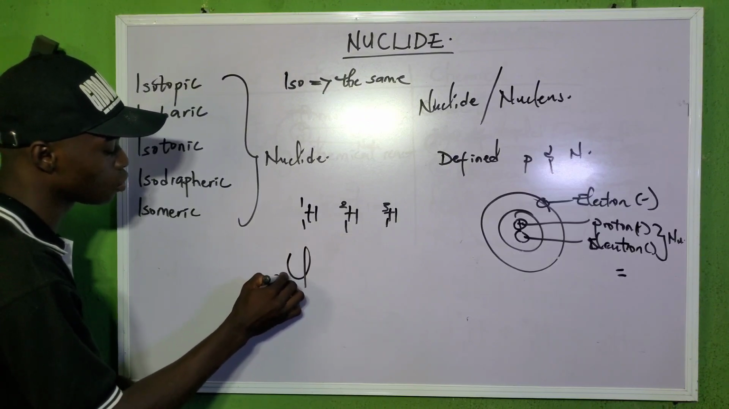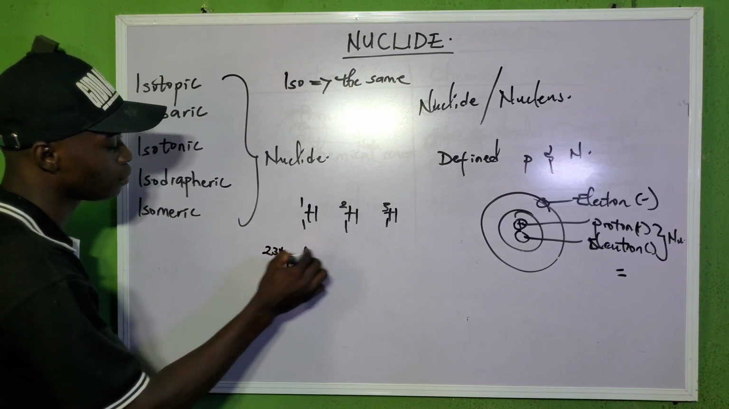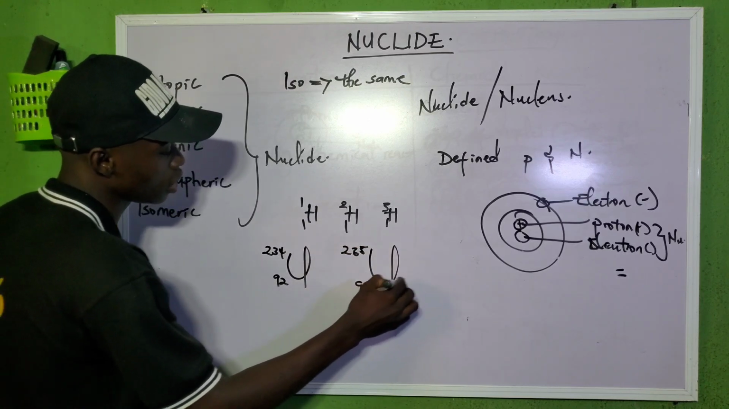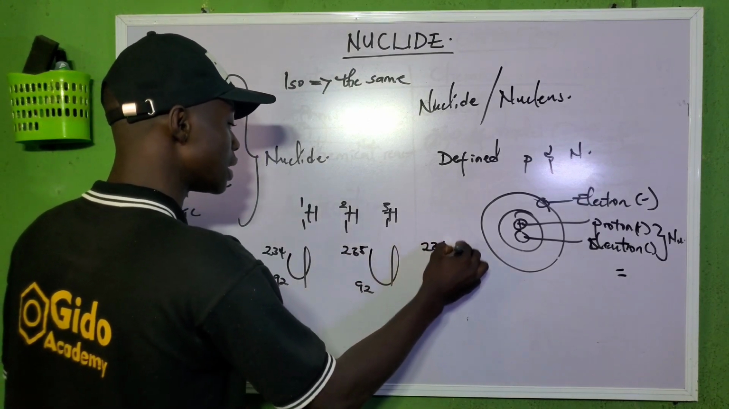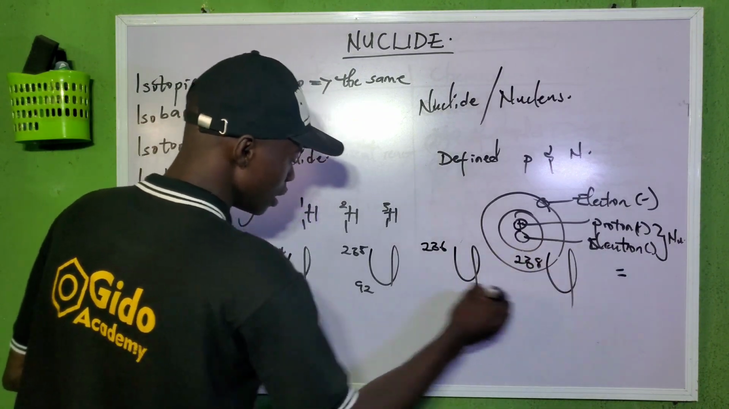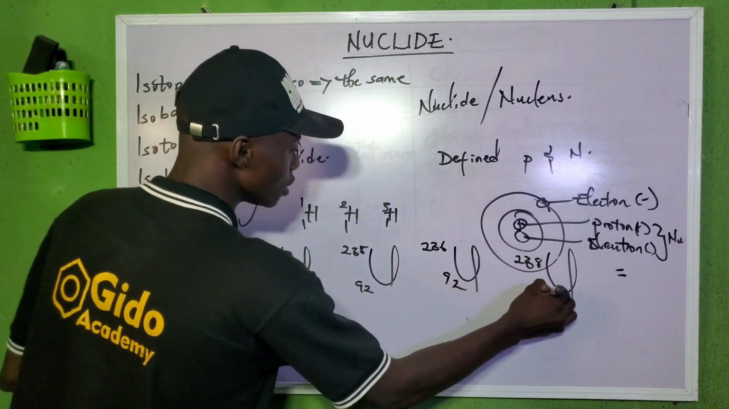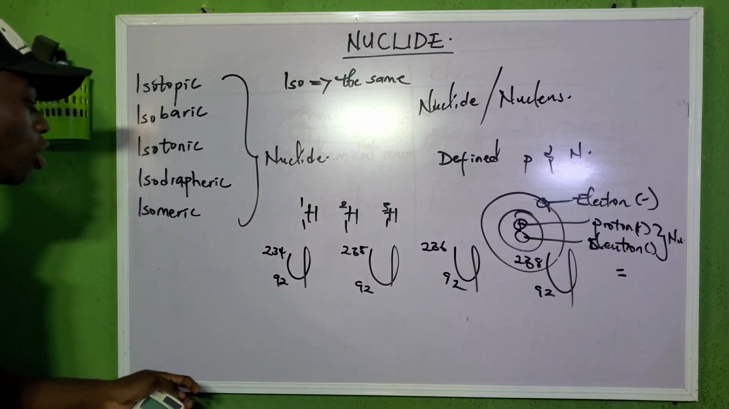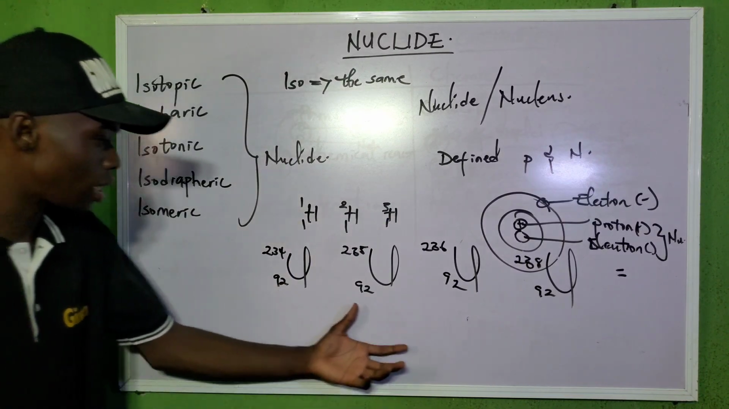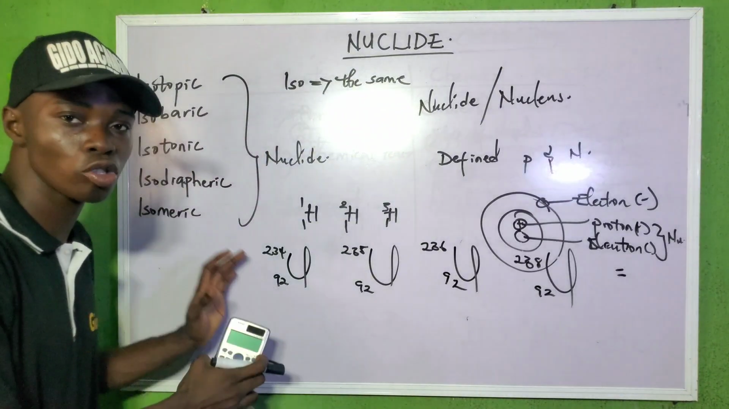You also have uranium. Uranium is 92. We have 234, 235, this is 92 again, we have 236 uranium, we have 238. If I'm not mistaken, all of them are 92, 92, 92. So this uranium you are seeing here, all of them have the same proton number.